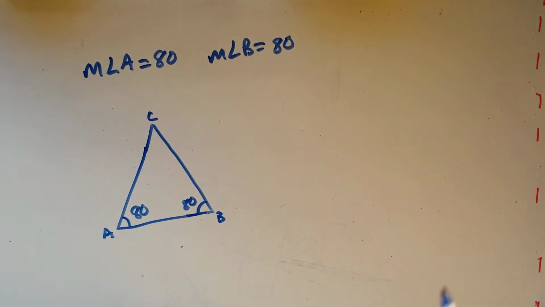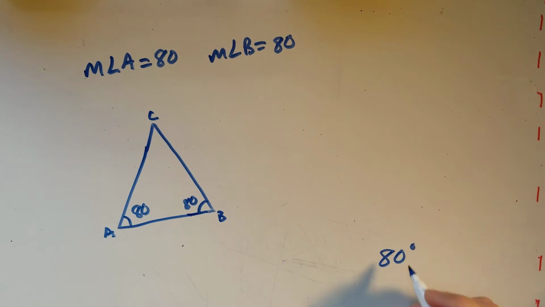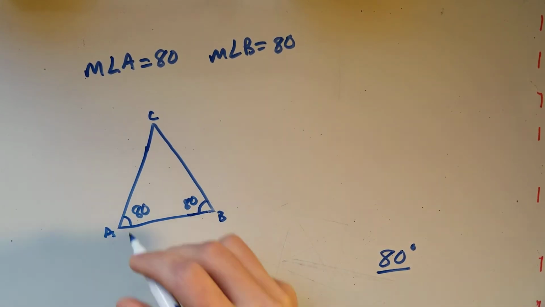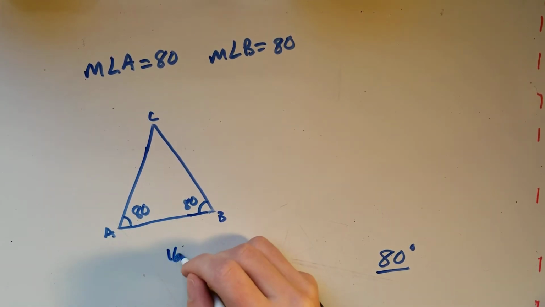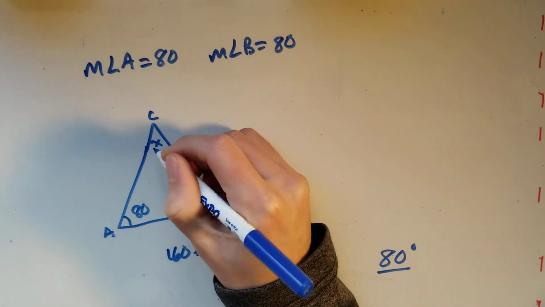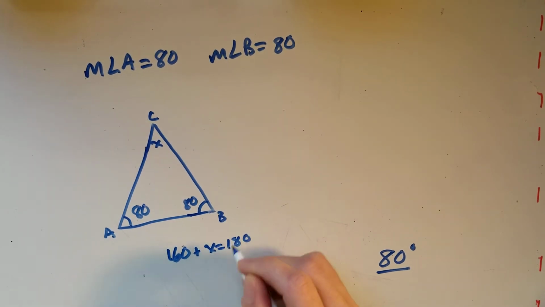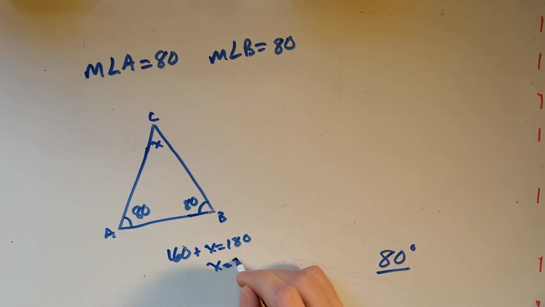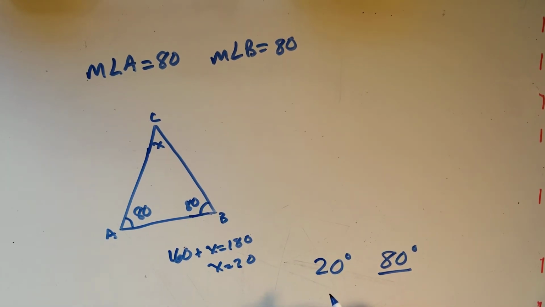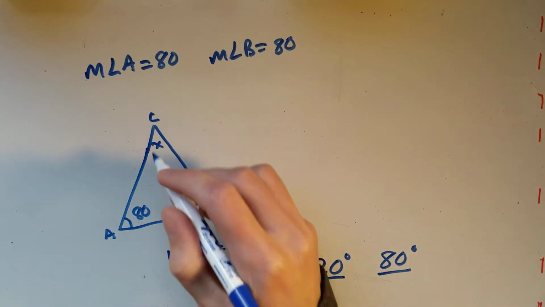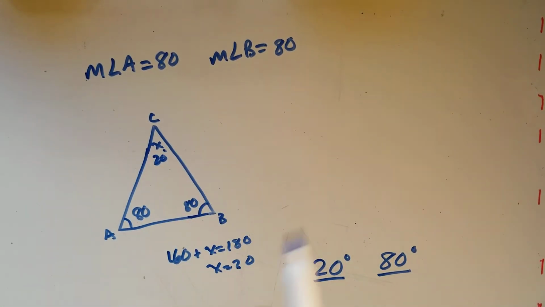So if we look at the answer choices, one of our possible answers should be 80 degrees. And then if we were to finish this out, 80 plus 80, that's 160, plus x equals 180, so x would equal 20. So another possible measure could be 20 degrees, because the question is asking what other angles could be in that triangle. So there also could be a 20 degrees in there. And then those are your possibilities.